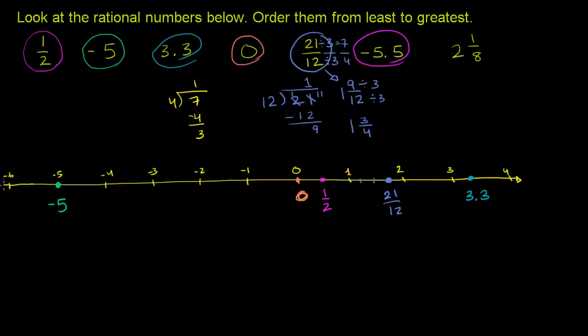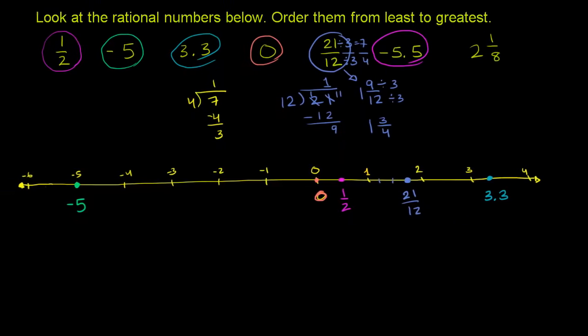Our number line will keep going to smaller values. Scroll to the left a little bit. Negative 6. So then if we go to negative 5.5, it's smack dab in between negative 5 and negative 6. So this is negative 5.5 right over there. And then finally we have 2 and 1/8. I'll do that in blue.